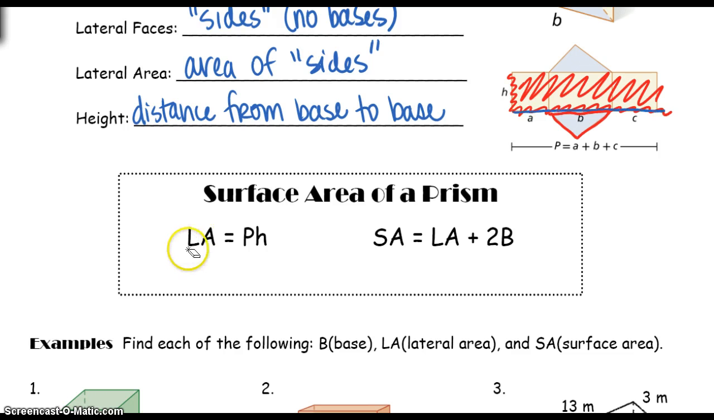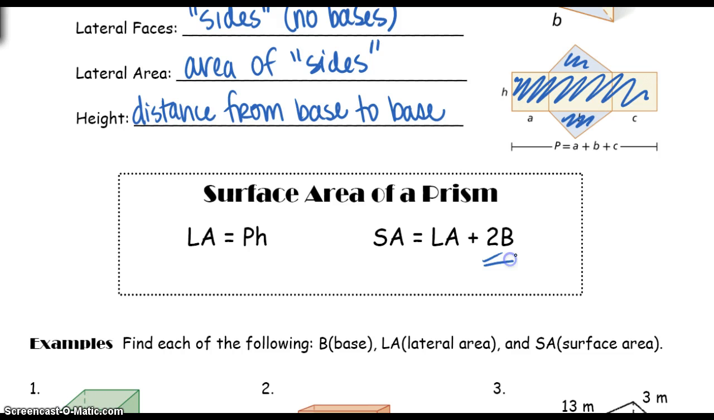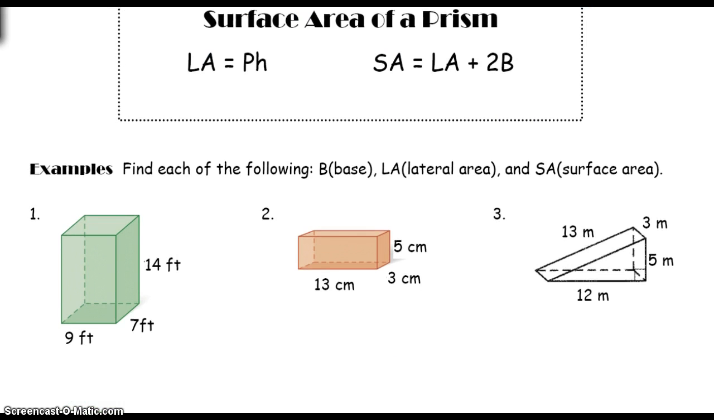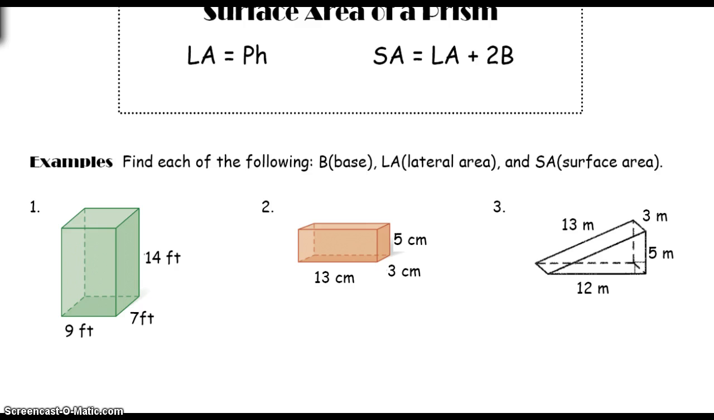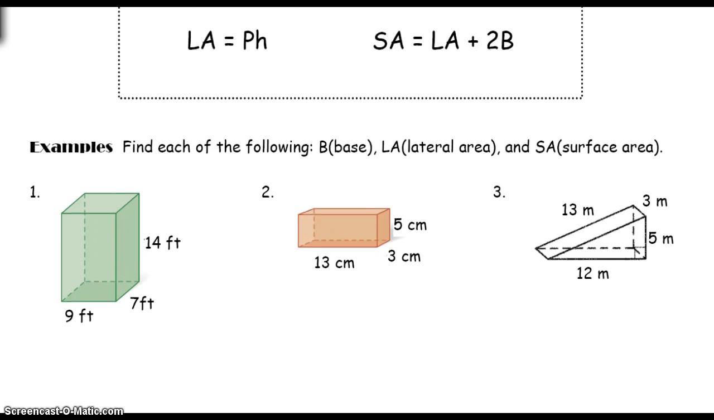So to find lateral area, take the perimeter of the base times the height. The perimeter of the base times the height. And then to find surface area, well, it's just this lateral area plus base plus base. So there's two bases. Okay, so lateral area plus the two bases. All right, let's use that down here. Find each of the following: base, lateral area, and the surface area.